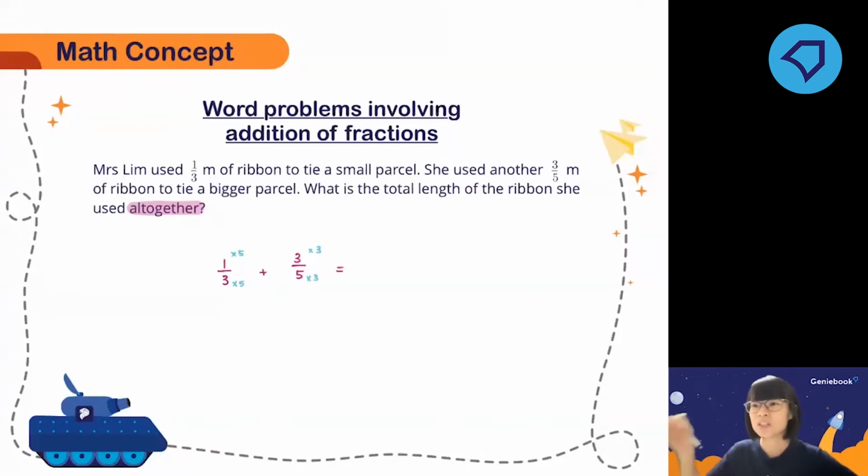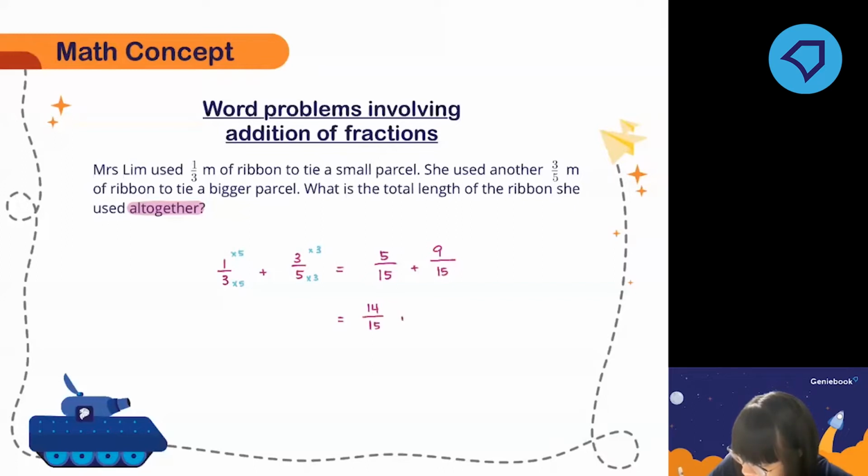Okay, so let's continue on to this one over here. We're going to find our equivalent fraction. Okay, so 1 times 5 is equals to 5. 3 times 5 is equals to 15, plus 3 times 3 is equals to 9, and 5 times 3 is equals to 15. So we're going to add them together, and what will you guys have? 15. Yes. Okay, so it should be 14 out of 15.